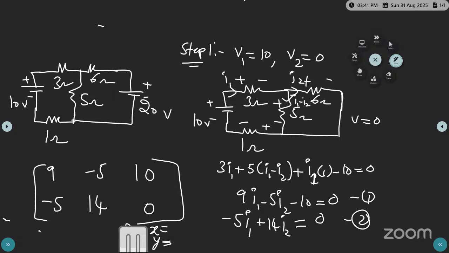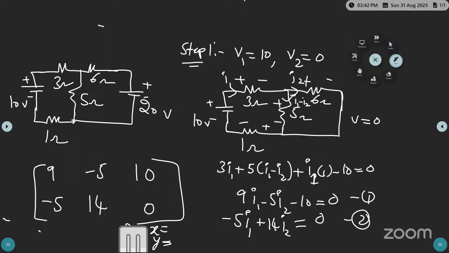Now you enter here: 9, minus 5, 10. 9 enter, equal to. Then minus 5, enter. 10, enter. Then minus 5, enter. Then 14, enter. 0, enter. Enter again, enter. So it is 140 by 107.